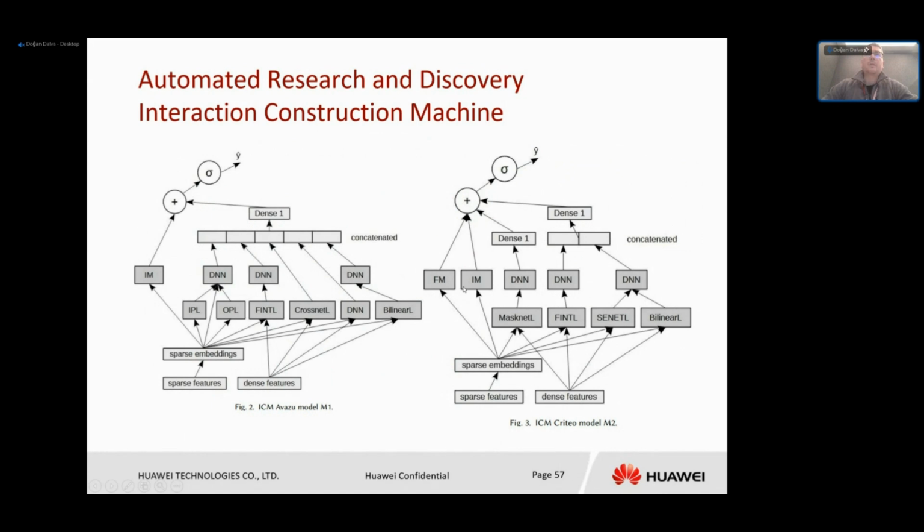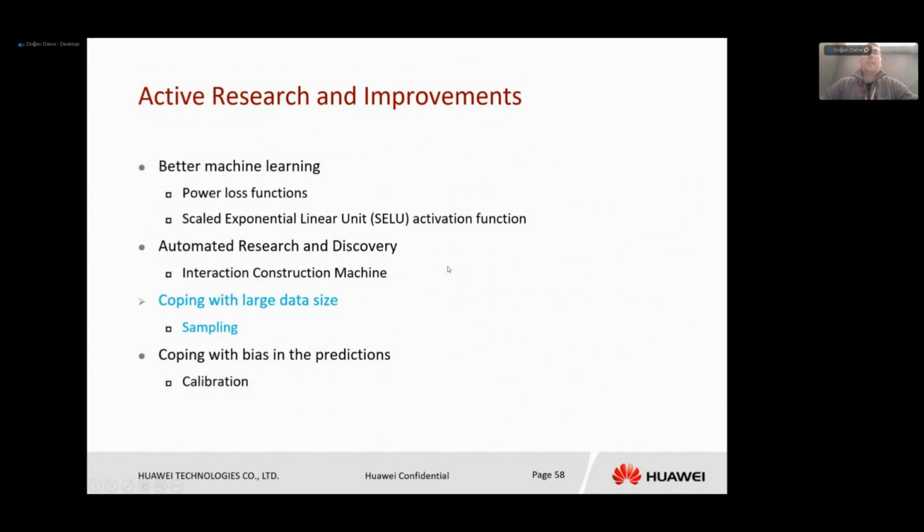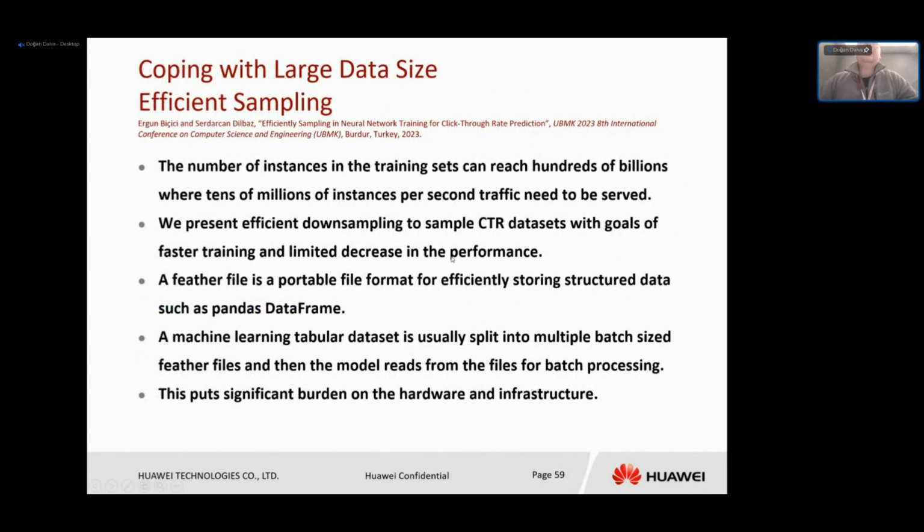Another technique that we use for coping with large dataset size is sampling. As I mentioned, we can have billions or hundreds of millions of instances per day, and tens of millions or millions per second. And we present efficient downsampling techniques to sample CTR prediction datasets for faster training with limited decrease in performance. So we want to decrease the dataset size without a decrease in performance.